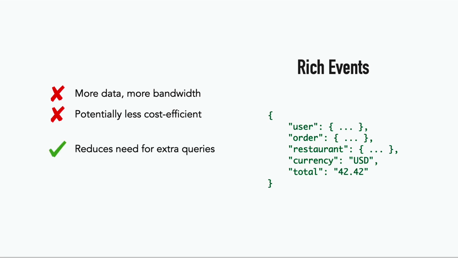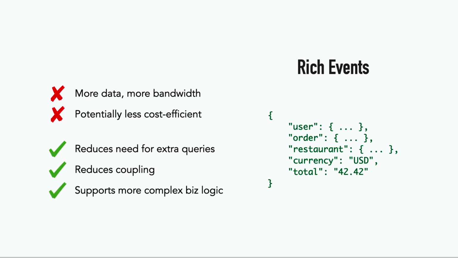But it saves the subscribers from having to make extra queries to fetch that contextual data, which, as we discussed before, had to be done by each subscriber, and there can be many subscribers for a given event, so the savings here can also be significant. And by reducing the need for extra queries, we also reduce the number of integration points between different components and therefore reduce the coupling between them. And having more data at your fingertips should also support more complex business logic and decision-making processes as well.